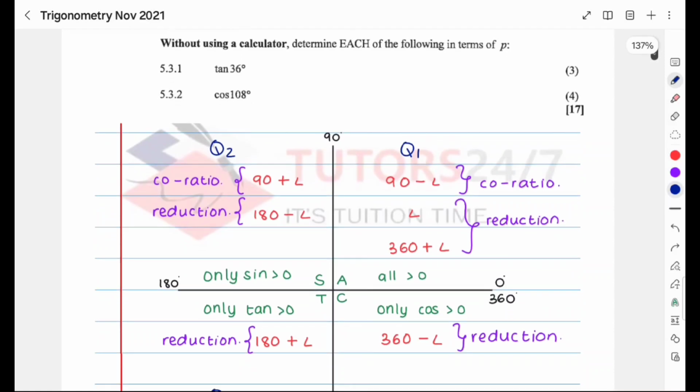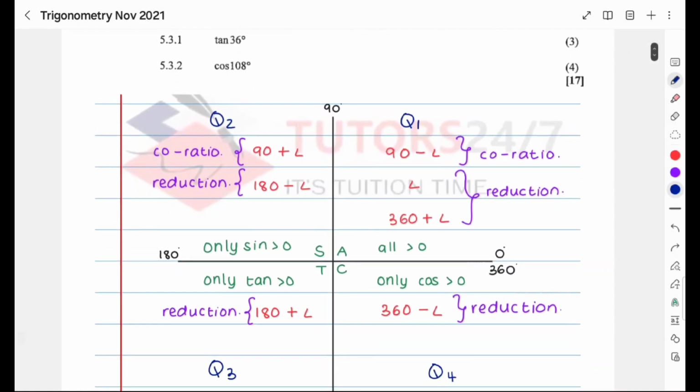So cos of 108. 108 is in the second quadrant. It is bigger than 90, smaller than 180. And we know that cos is negative in the second quadrant because only sine is positive. So we can reduce cos into negative cos. Then we need to reduce the angle. So to reduce the angle, we are going to take the reduction formula in quadrant 2, which is 180 minus the angle, equate it to the angle we need to reduce, which is 108, and then solve for the angle.